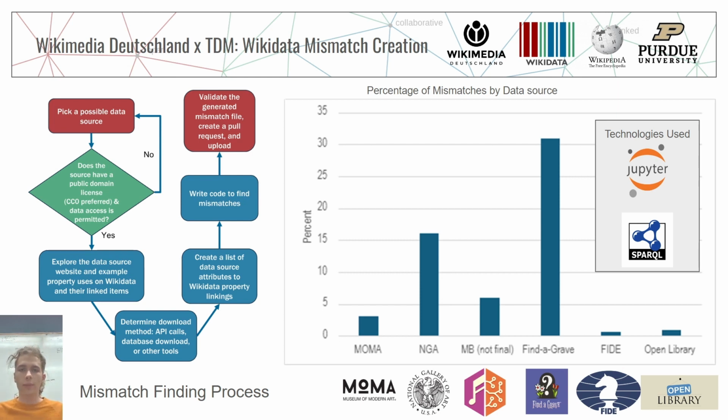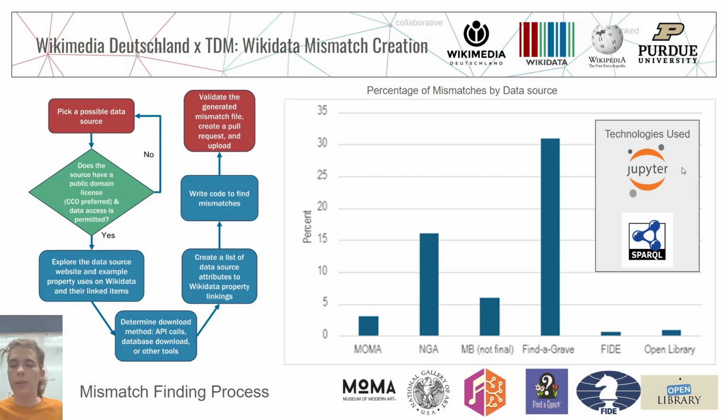So far we've made significant progress towards our goal. For example, FIDE, the International Chess Federation, had over 22,000 corresponding Wikidata items, of which 120 had incorrect birth year values. There were also other data sources that had more mismatches, like the Find a Grave database, which had over 30%. This is over birth year, death year, birth location, death location, and other properties.